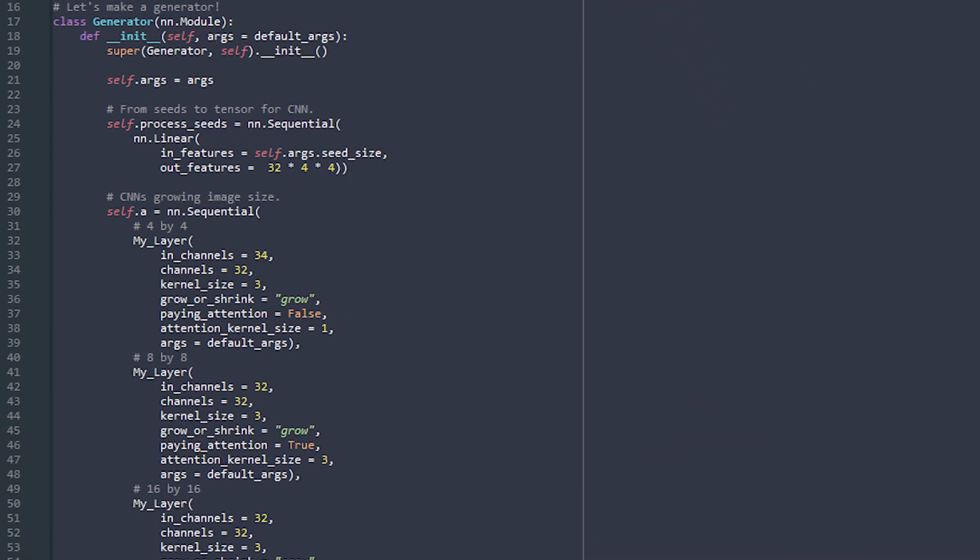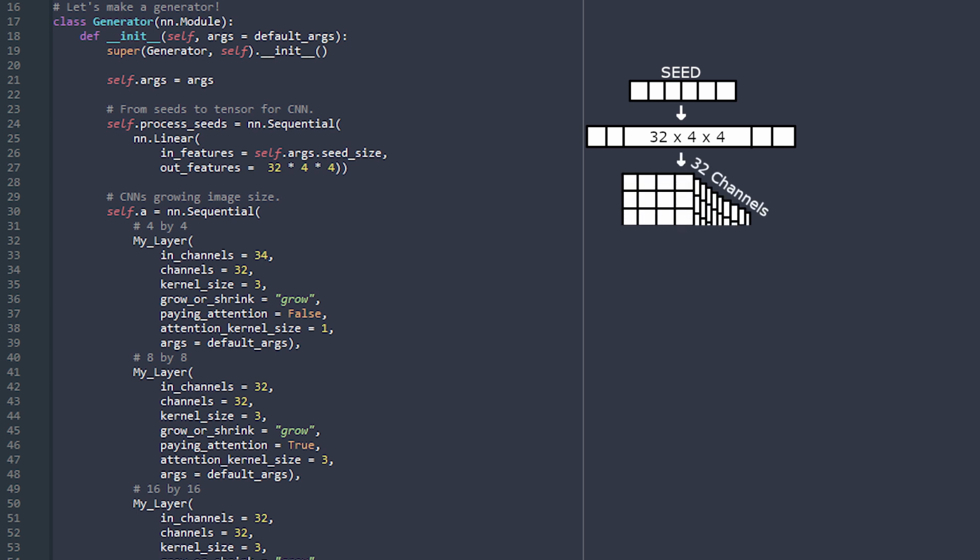So let's look at the generator. The generator is the part that makes images. It starts out with a random seed, just like a whole bunch of random numbers, and it uses that to make something which is, let's say, 32 by 4 by 4. So the generator takes that 32 by 4 by 4 collection of numbers and makes them into a square shape, which is 4 by 4 with 32 channels.